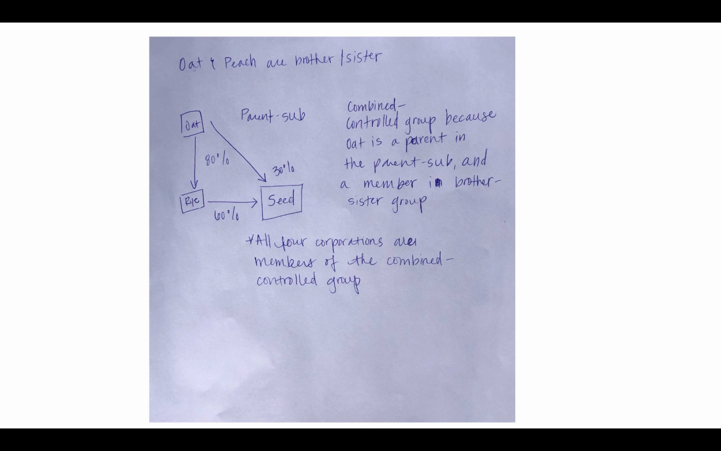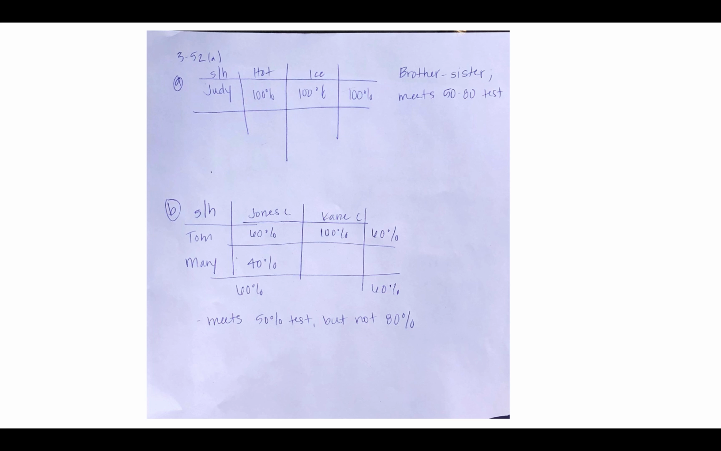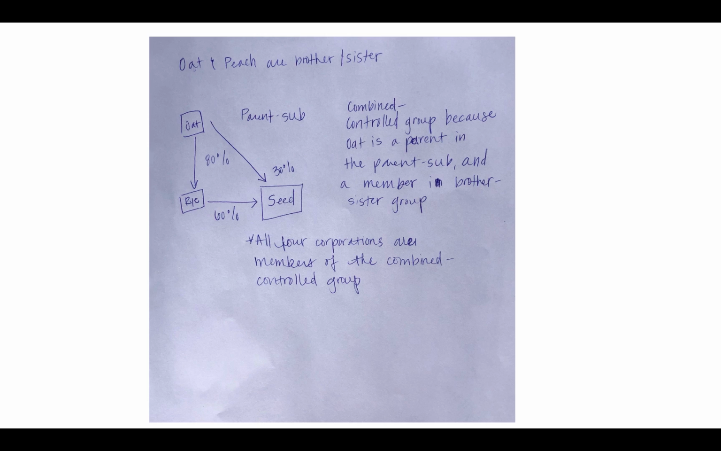All right, so we see Oat and Peach are brother-sister. Let's look back at that. How do we know that? Well, Oat is owned 100% by Bob, and Peach is owned 90% by Bob. So they have common ownership. They meet both the 50% and the 80% test. So they are brother-sister controlled groups.